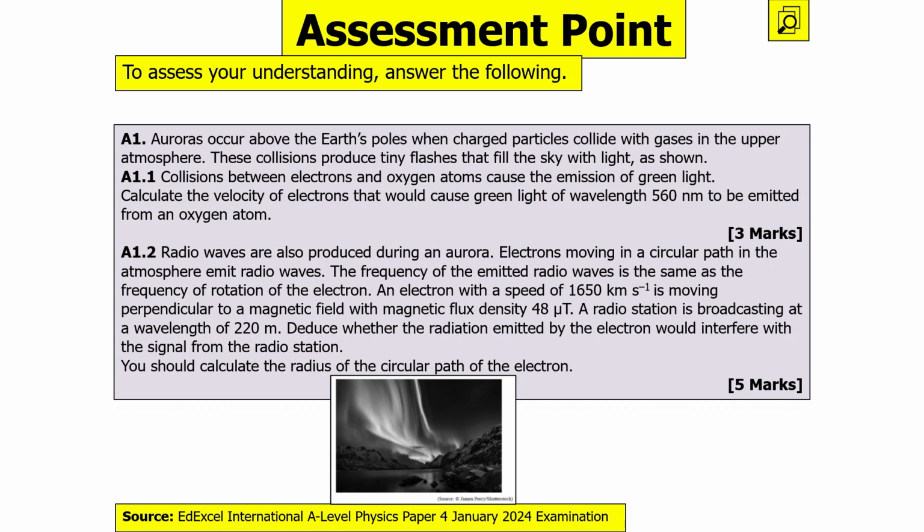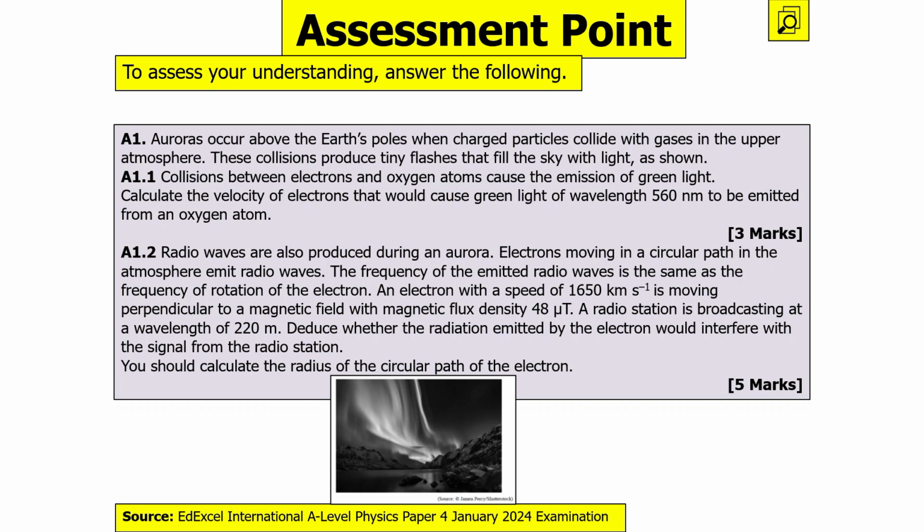Auroras occur above the Earth's poles when charged particles collide with gases in the upper atmosphere. These collisions produce tiny flashes that fill the sky with light, as shown. Collisions between electrons and oxygen atoms cause the emission of green light. Calculate the velocity of the electrons that will cause green light of wavelength 560 nanometers to be emitted from an oxygen atom. Radio waves are also produced during an aurora.